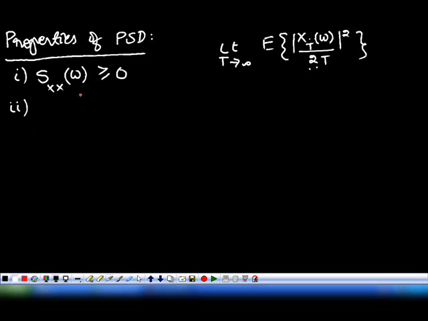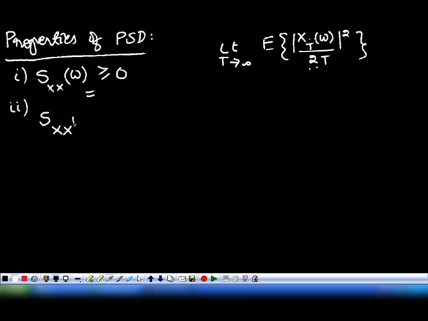In order to satisfy this condition, we already studied the properties of the autocorrelation. There we mentioned the autocorrelation function should not have an arbitrary shape. The reason is this. If the autocorrelation function has an arbitrary shape, definitely this Sxx of omega will not always be positive. Because this power spectral density is the Fourier transform of Rxx of tau, if Rxx of tau has an arbitrary shape, this condition will not be satisfied. So the autocorrelation function must not have an arbitrary shape. That is the one property of the autocorrelation function that we already studied.